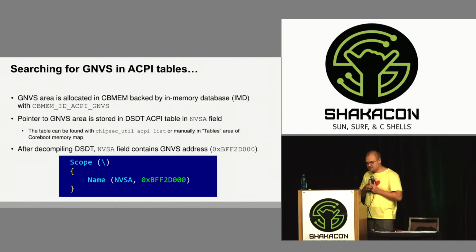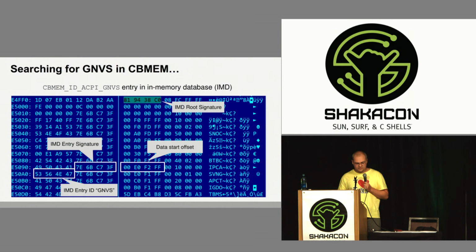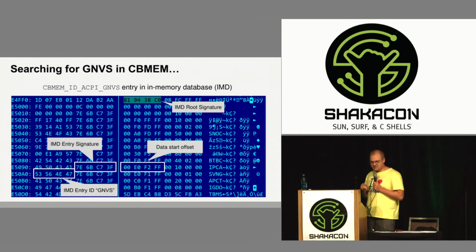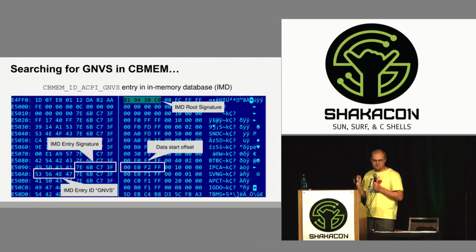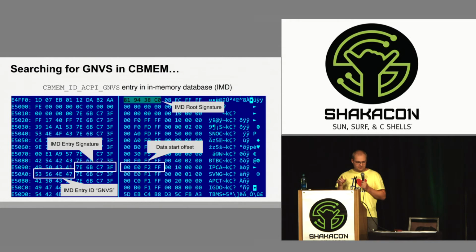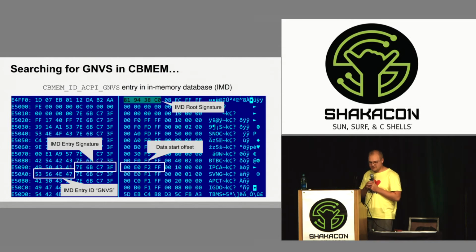So to find this structure, we can just dump the ACPI table, decode it with the iasl utility, find the address of the NVSA variable, and then we can dump the structure. From a different perspective, as I already mentioned, there is another pointer which is stored in the same storage, CBMEM storage, which is an in-memory database, where the pointer to the structure is stored as well. So then we can find that pointer from that structure as well.